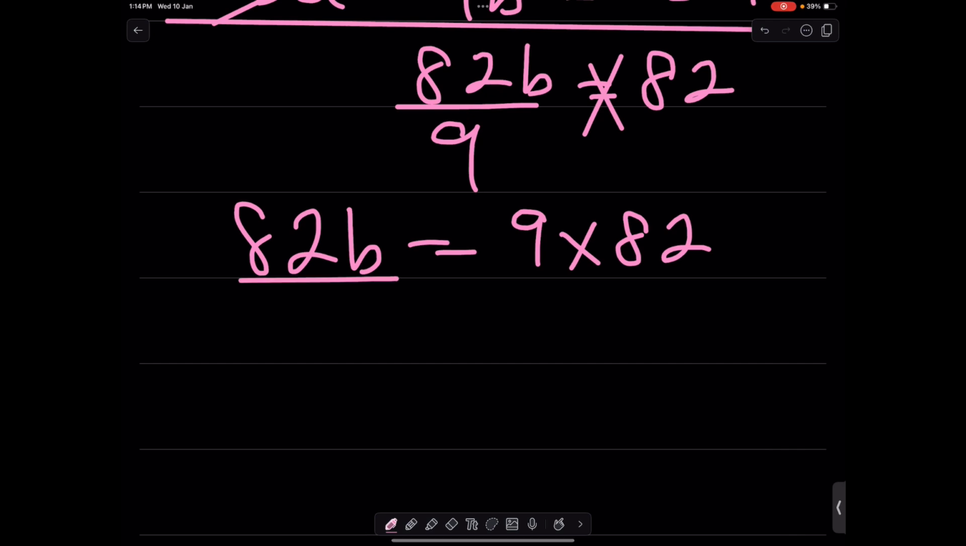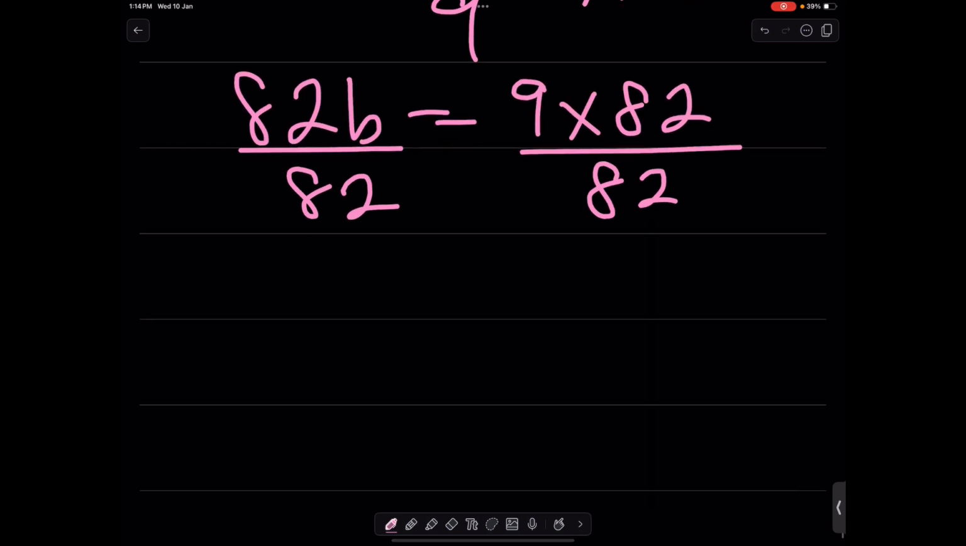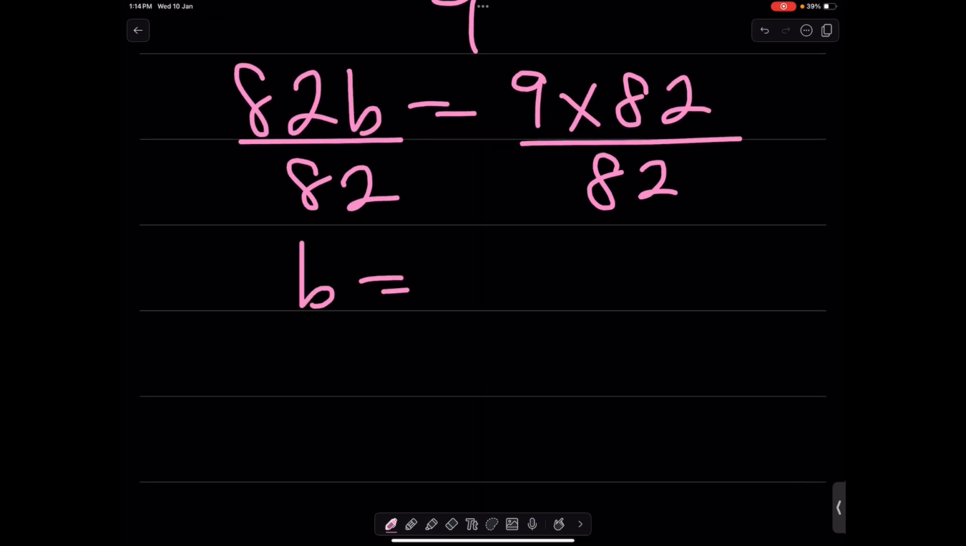And we divide both sides by 82 to get b. That simply means b equals 9. That's it, b equals 9. 82 cancels 82 here, and b equals 9.